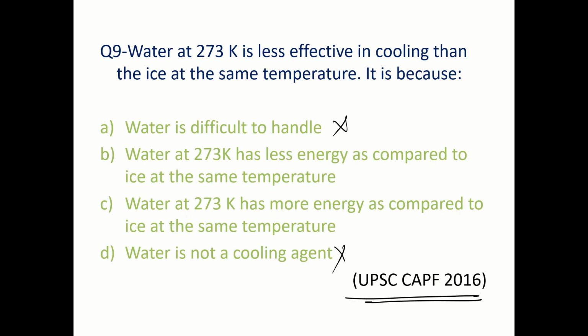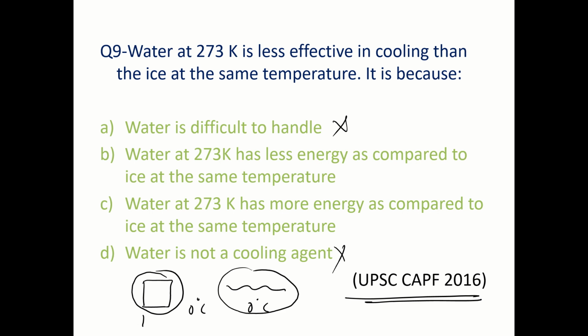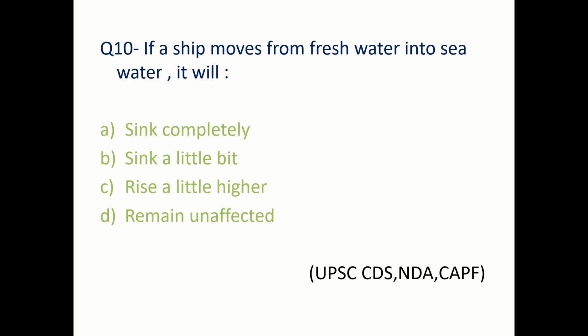Now see, ice and normal water both at 0 degrees Celsius: this has more cooling effect, this has less cooling effect. Why? Ice will have additional latent heat, which will extract the extra amount of heat from the thing which we are cooling. So always remember this. In the option, water at 273 has less energy, ice has more energy in the form of latent heat. So option B will be the right answer in this case.